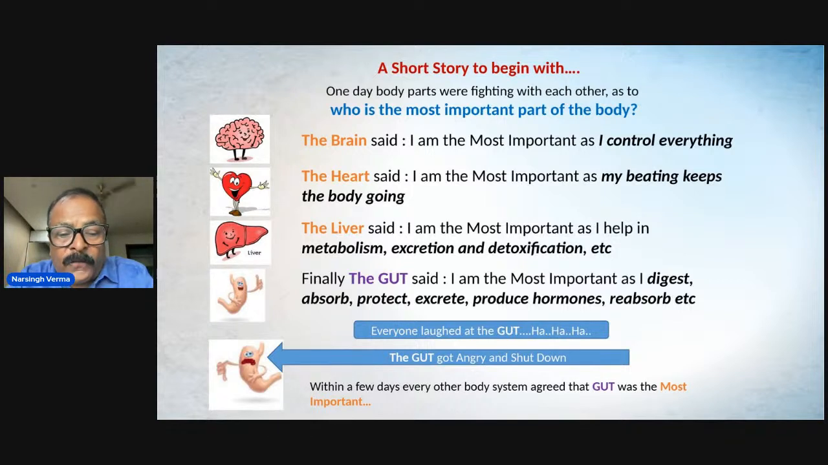Everyone laughed at the gut, but the gut got annoyed and angry and shut down. Within a few days, every other body system agreed that the gut was the most important. So, the gut is the most important part of the body. Our ancestors knew that. Somehow, we have forgotten, and we are burdening our gut daily, day by day.